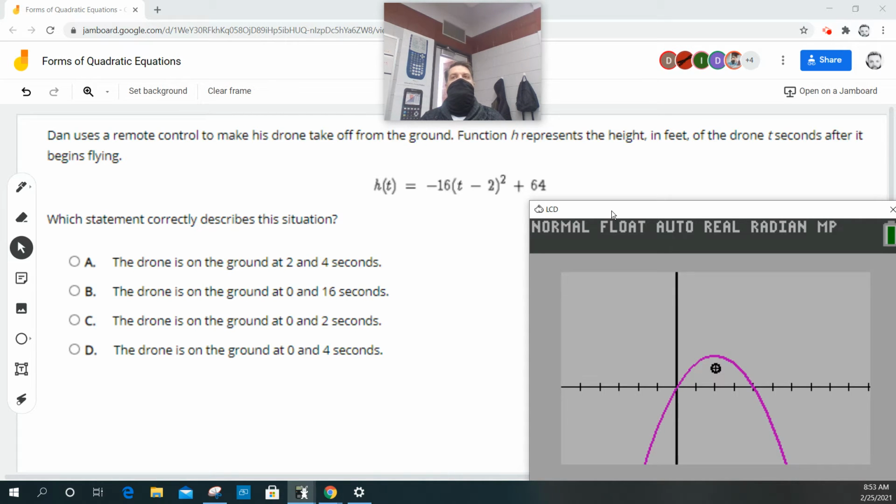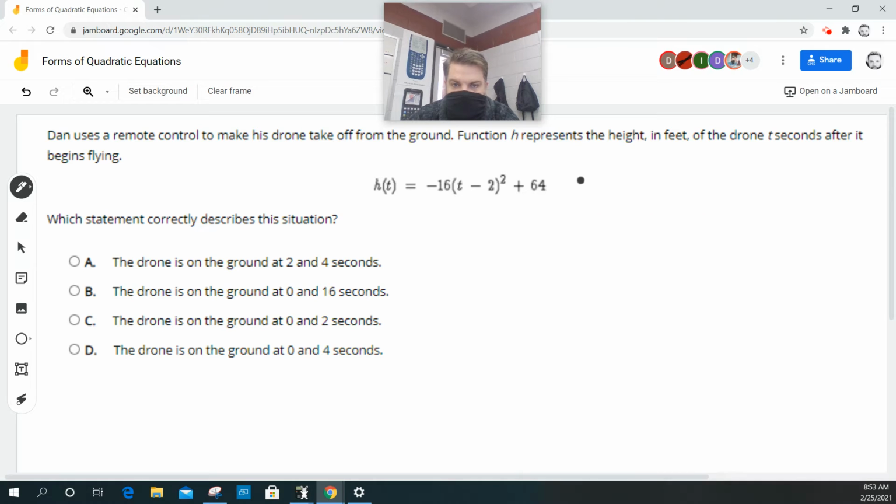What's another word? What are the zeros of a function? Does anybody remember what the zeros of a function are? Well, remember that the zeros of a function, in other words, they want to know when this thing equals 0. What value of t makes this thing equal 0? Well, we could do this in the graph, or we could do this mathematically.